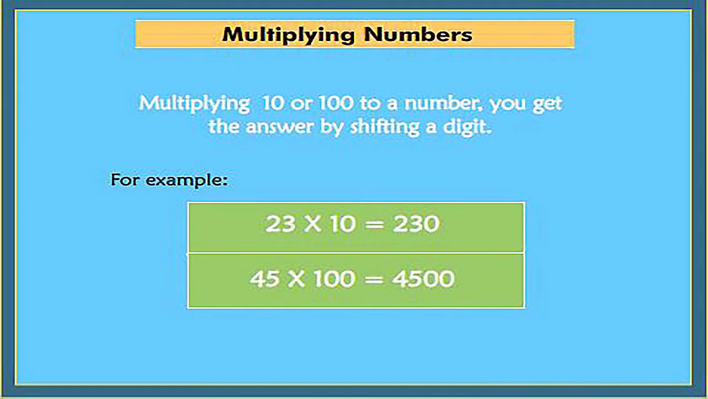Let's review simple multiplication. When you multiply by 10 or 100, you get the answer by simply shifting a digit. For example, 23 times 10 is 230. 45 times 100 is 4,500. Have you ever wondered why multiplying by 10, 100, or 1,000 is really easy, but once you get to the multiplication of other numbers such as 12, it gets a lot more complicated? This has to do with the number system we're using. We use a decimal number system.